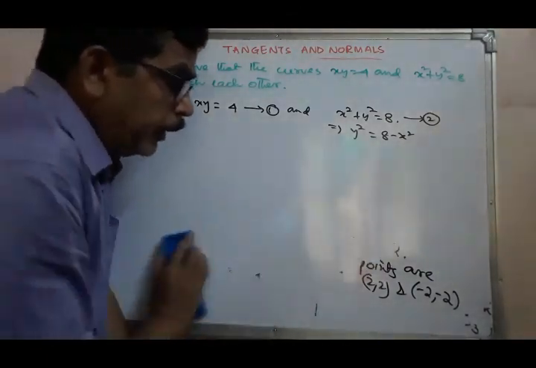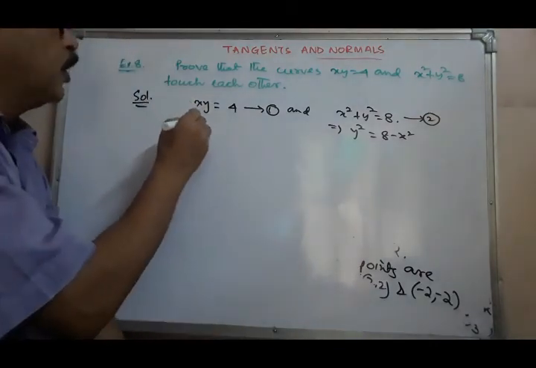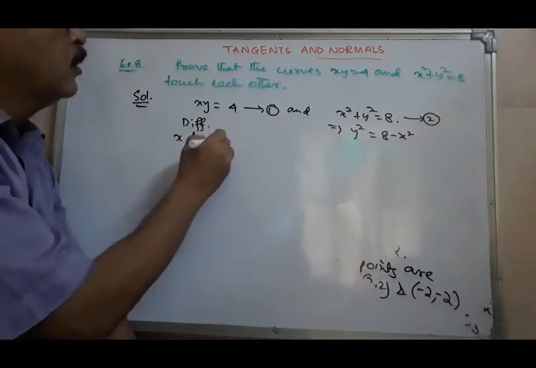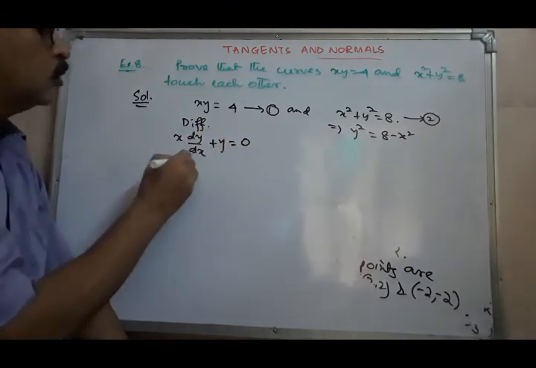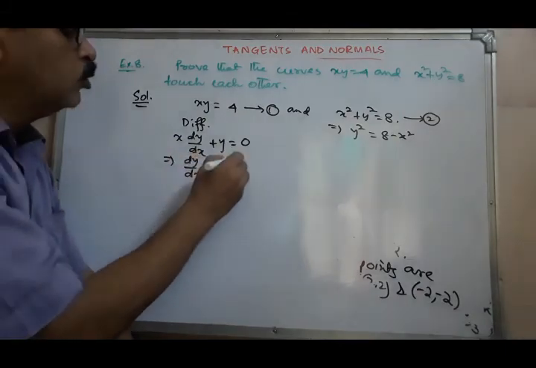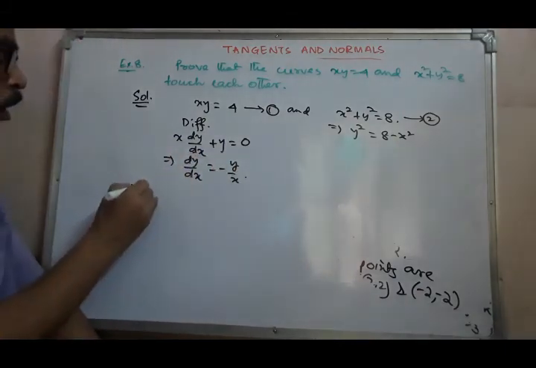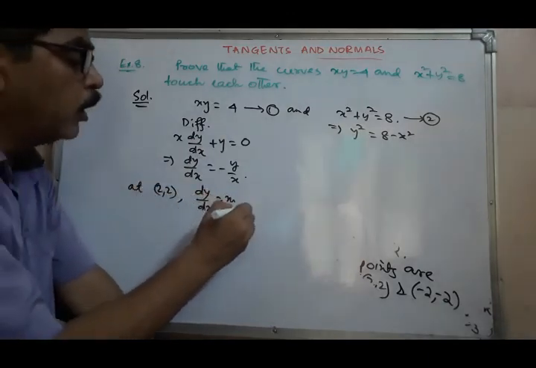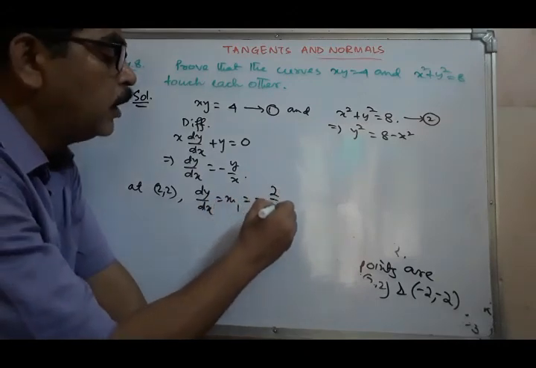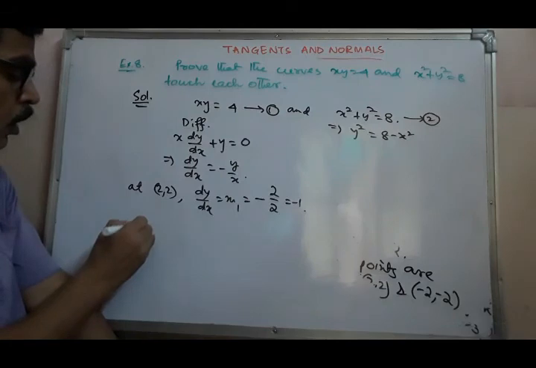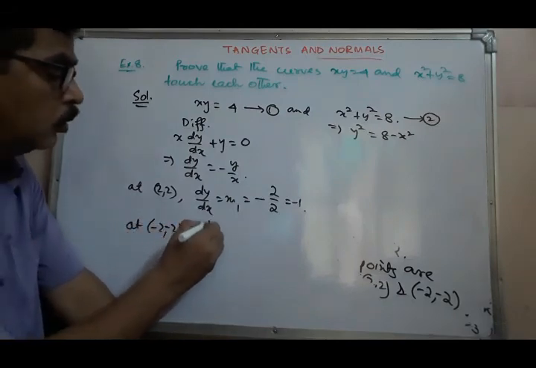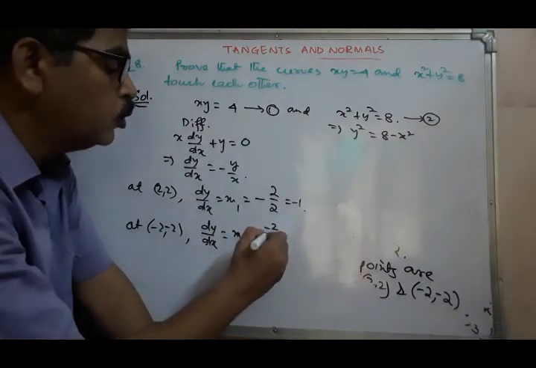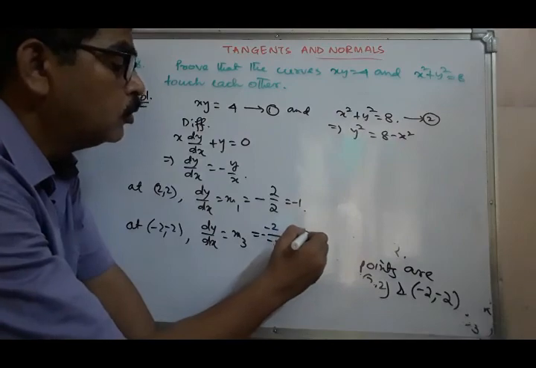So now we are going to the top again, differentiating, x dy by dx plus y equal to 0. So dy by dx equal to minus y by x. At 2 comma 2, dy by dx equal to m1, minus 2 by 2 equal to minus 1. At minus 2 comma minus 2, dy by dx, say m3, equal to minus of minus 2 by minus 2, that is also minus 1.